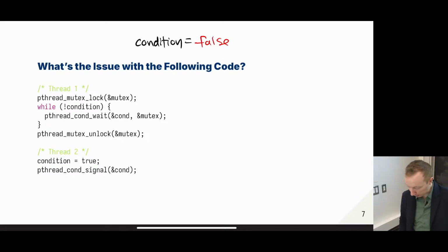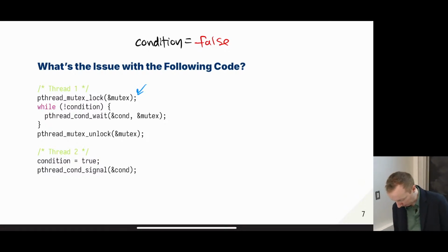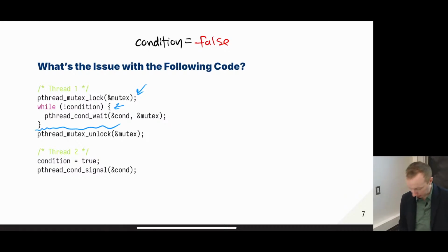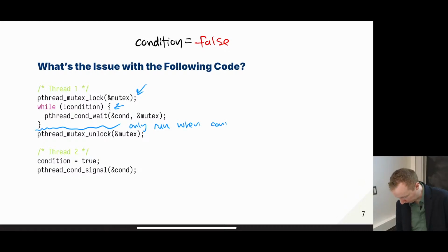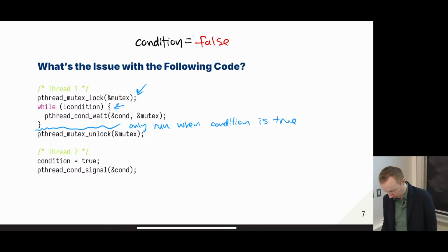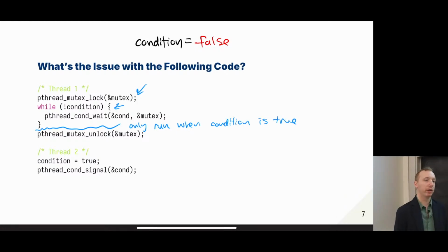So the way I want to use my condition variable is, I will lock the mutex, make sure there's no data races with it, check. So while the condition is false, I will go to sleep because my intent is that I only run this line of code when the condition is true. So I only want to run this line of code if the condition is true.